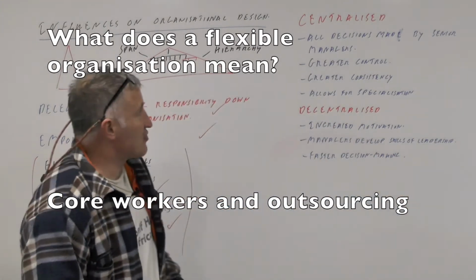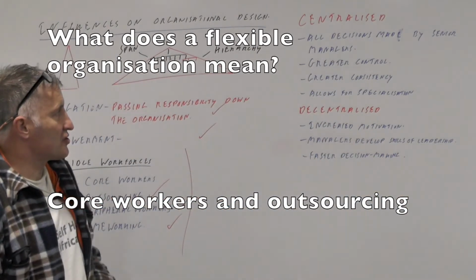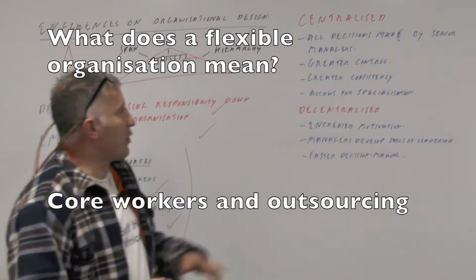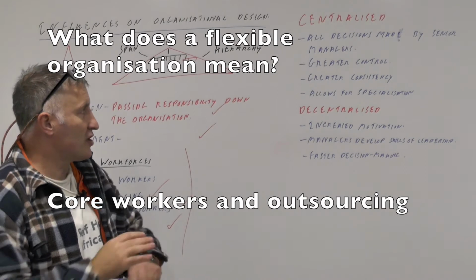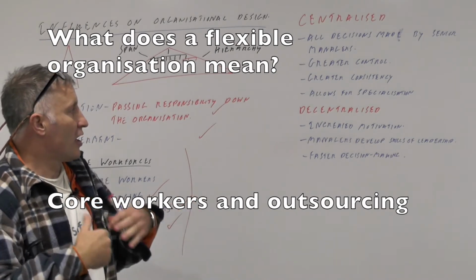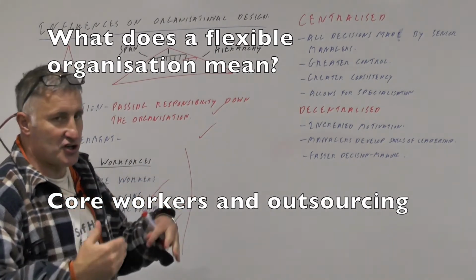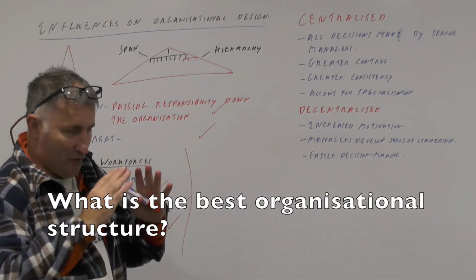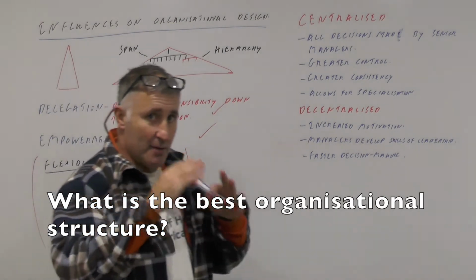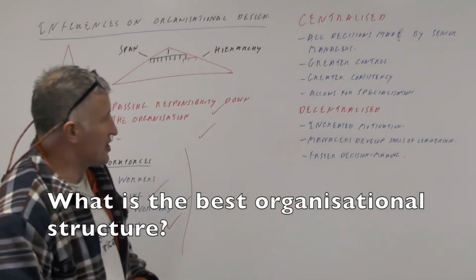We also have centralised and decentralised organisations. A centralised organisation is where all decisions are made by the senior management right at the top of the organisation, so they have all the control, that allows for specialisation, and the managers follow a very strict hierarchical system in passing down orders throughout the whole organisation.